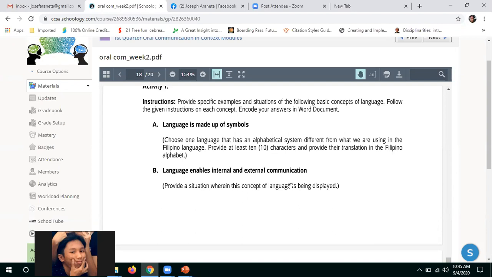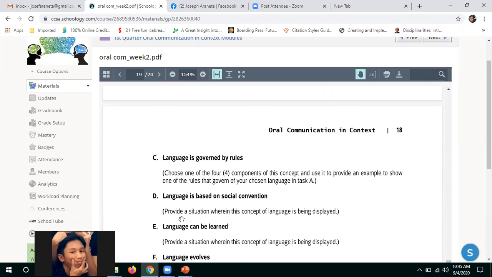Excuse me. And this one. Language enables internal and external communication. Provide a situation wherein this concept of language is being displayed. Kaya mag-provide na lang isang communication situation wherein language is being used.